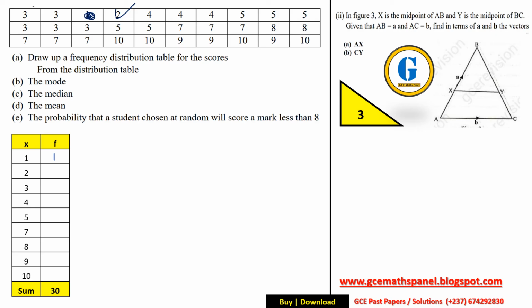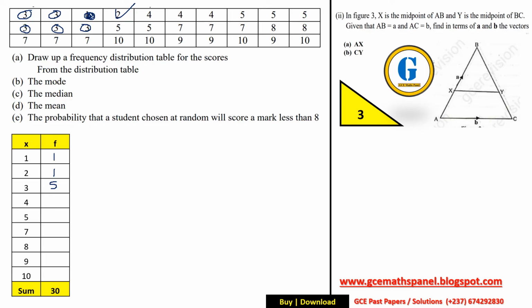All right, just 1. Then 3. How many 3s are there? Let me circle this one. 1, 2, line by line, okay? 3, 4, 5. All right, just 5 of them. Then how many 4s?